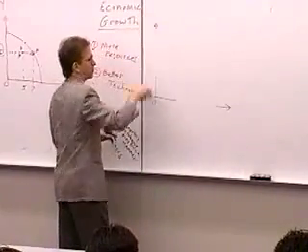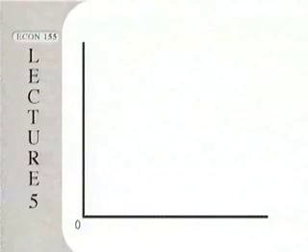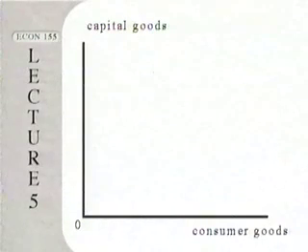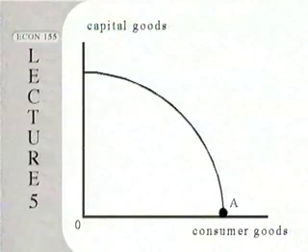I want to draw another production possibilities frontier, but I want to label the axes slightly differently. Consumer goods, capital goods. Let's start off at point A. We're using our entire economy, all of the resources, to produce only consumer goods. Cars, TV sets, stereos, VCRs, you know the types of things I'm talking about. We use everything to produce consumer goods. We produce no capital goods.